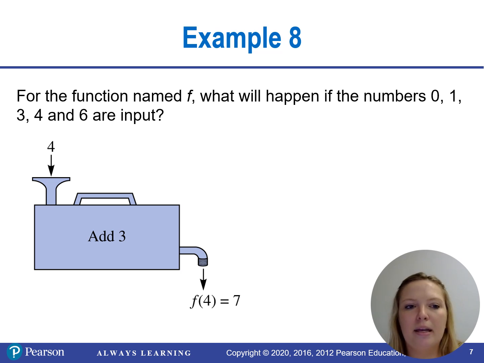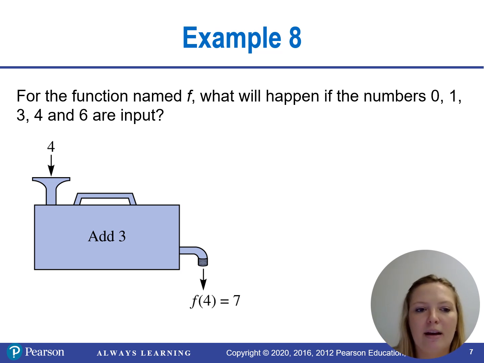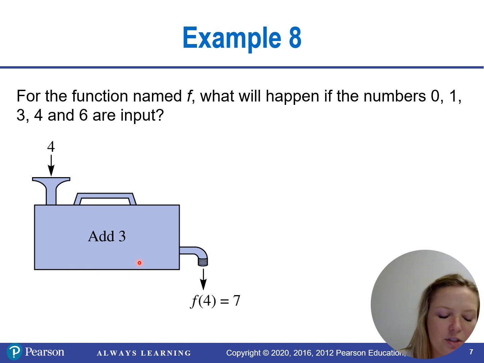So for the function named f, what's happening in this example is 4 is being input to our function. The function rule is to add 3. So we use this notation, function notation. We would read this f of 4 equals 7. So the function when the input is 4 is 7 because we're adding 3.